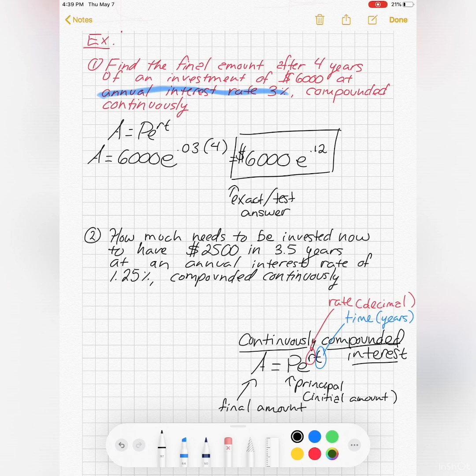Okay, so then I could enter that in a calculator. Let me just see what at least one of these comes out to. Let's see, so I would use the e to the x button. I have 6,000 e to the 0.12. Get about 6764.98. So that's an approximate answer. Let's try one more.